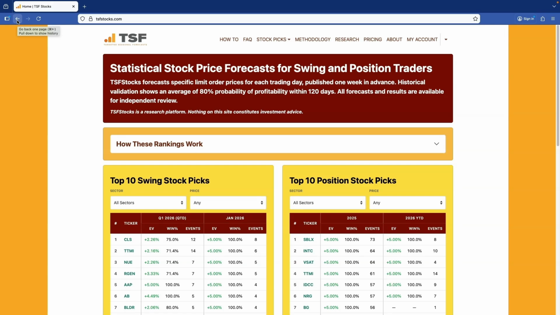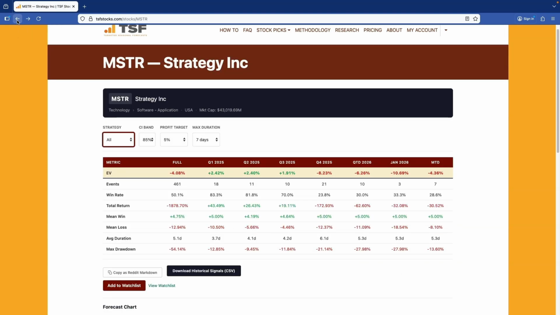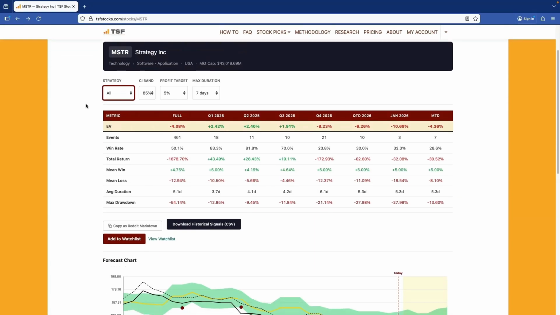Let's look at MSTR, Strategy Inc. This is the complete signal analysis. We're looking at the all forecast strategy, 85% confidence band, 5% profit target, and a 7-day maximum duration. And these numbers are terrible.